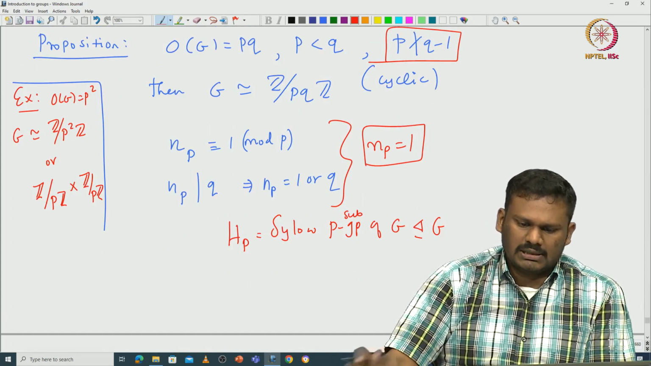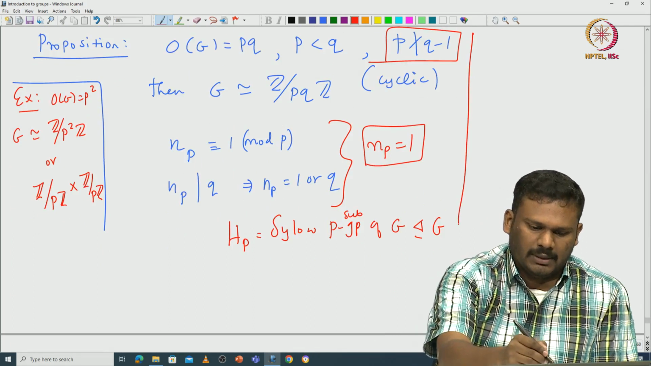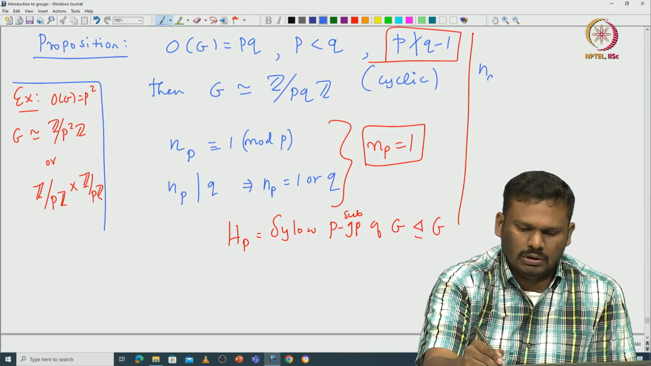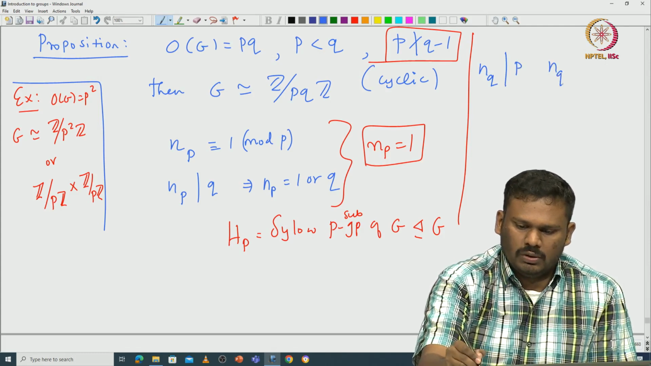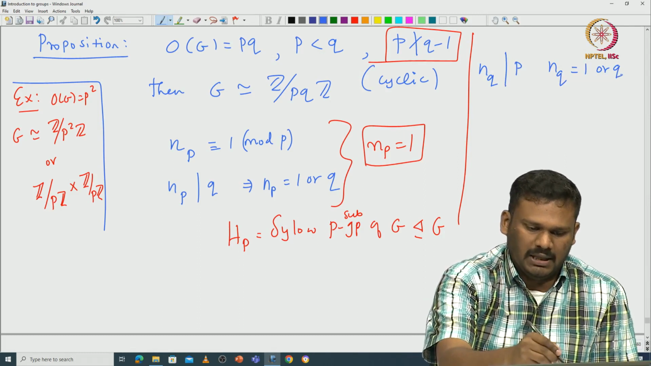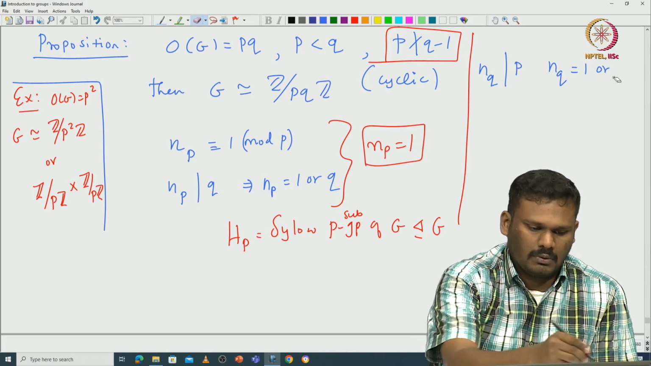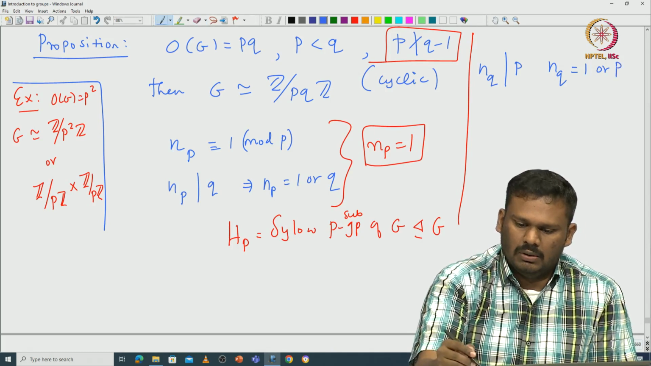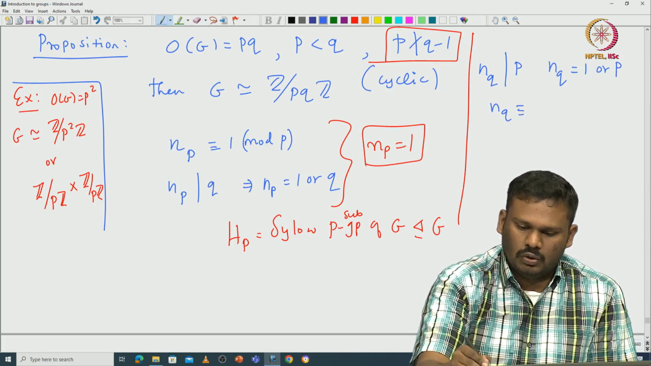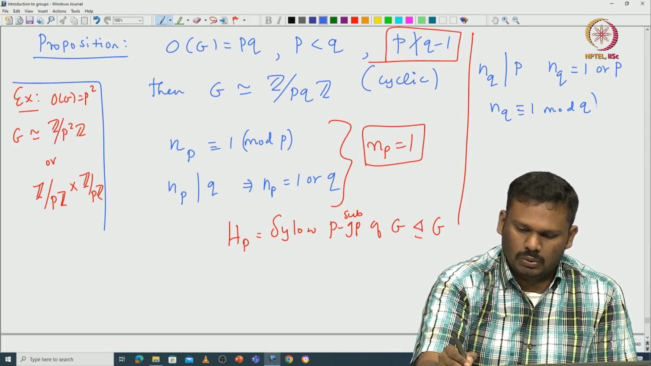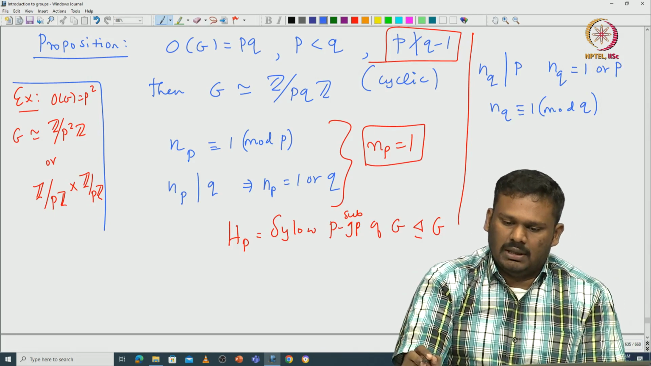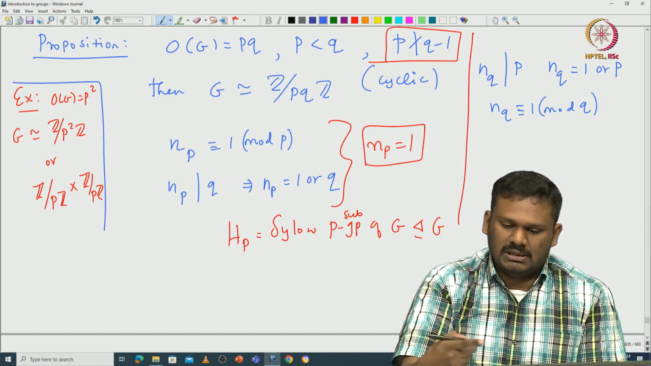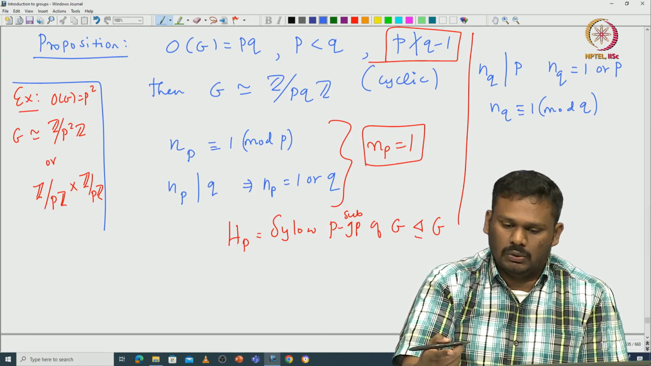Now let us look at what happens to NQ. NQ again should divide P. So NQ, the only possibility is 1 or P. Now NQ must be congruent to 1 modulo Q. So that forces that this NQ is 1, or if it is P, then what happens? Then P is congruent to 1 modulo Q. Okay.